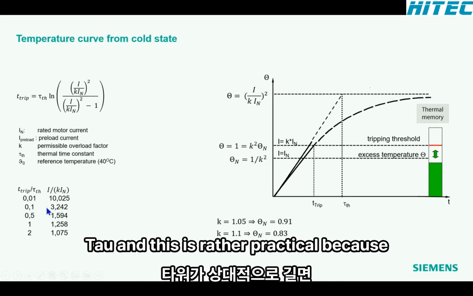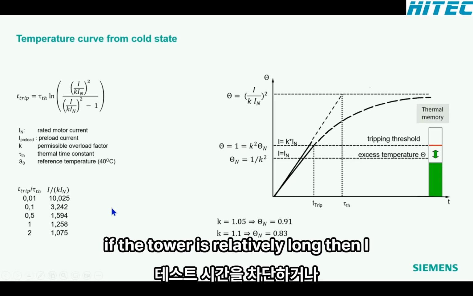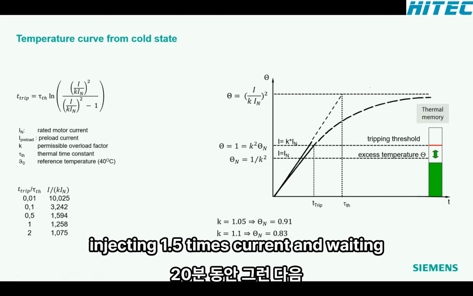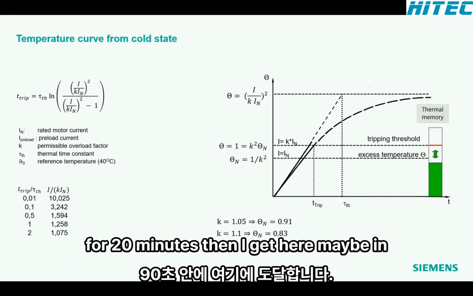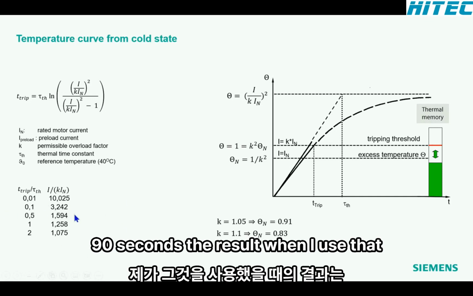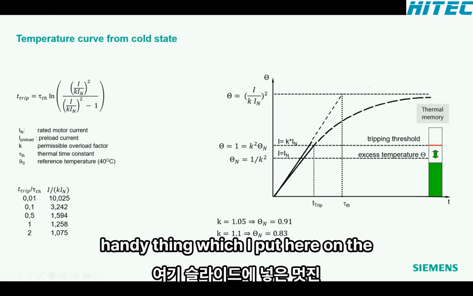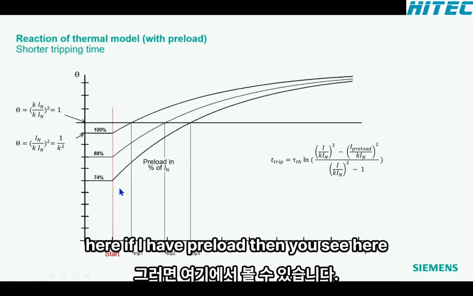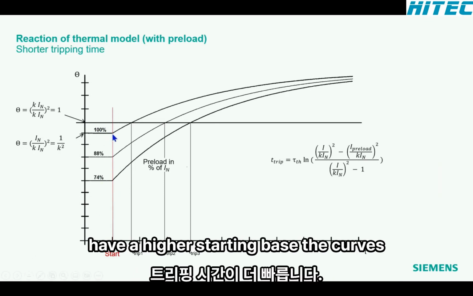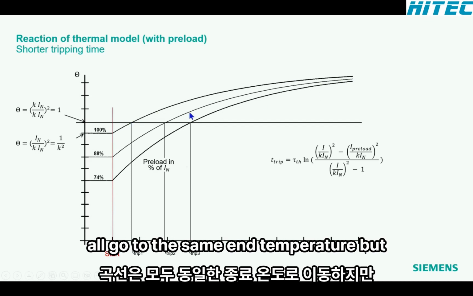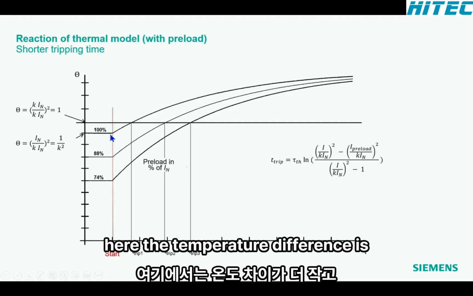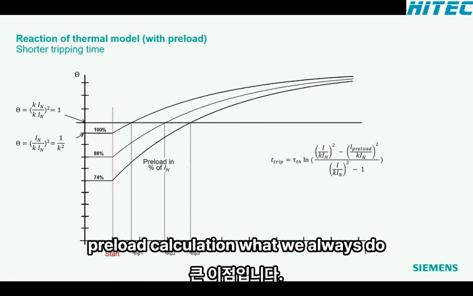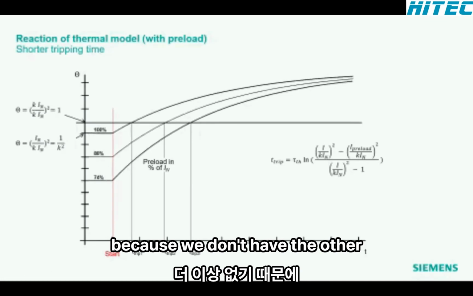And this is rather practical because if the tau is relatively long, then I can cut down my testing time. So instead of injecting 1.5 times current and waiting for 20 minutes, I get the result here in maybe 90 seconds when I use that. Just to mention, I think this is a nice handy thing which I put here on the slide. Here, if I have preload, then you see the tripping time is faster because I have a higher starting base. The curves all go to the same end temperature, but here the temperature difference is smaller. And this is the big advantage when I use this thermal model with the preload calculation, what we always do here, because we don't have the other principle anymore.